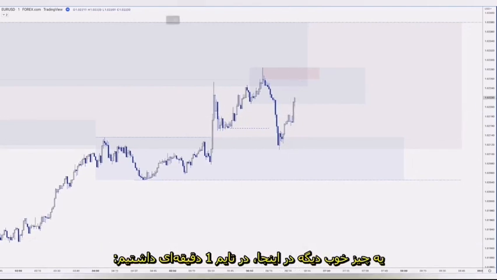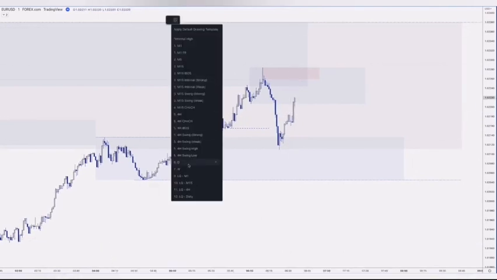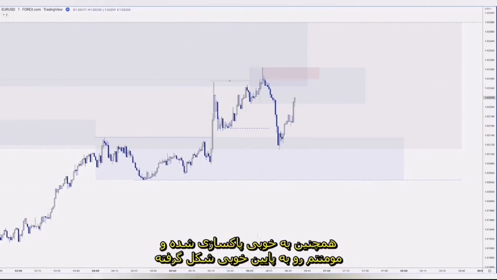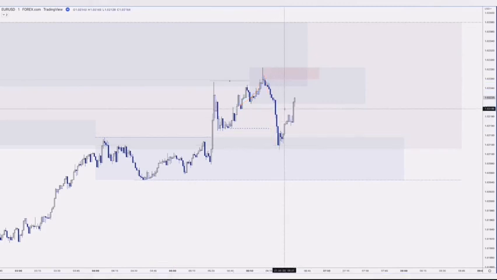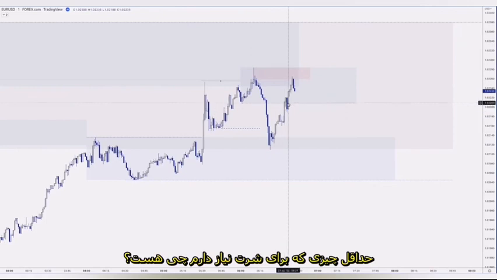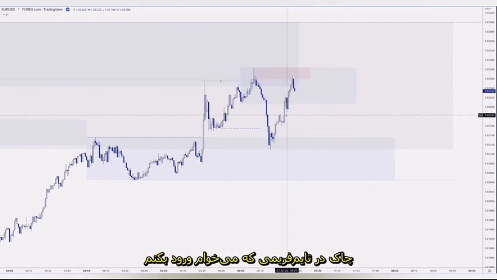Now, another thing that was really nice here on the M1 is we did have this very clear liquidation of these highs, and obviously an overall pretty nice sweep of that and strong momentum to the downside, okay? So we moved along. What's the bare minimum I need to get short? I need a choch on the time frame I'm entering on.